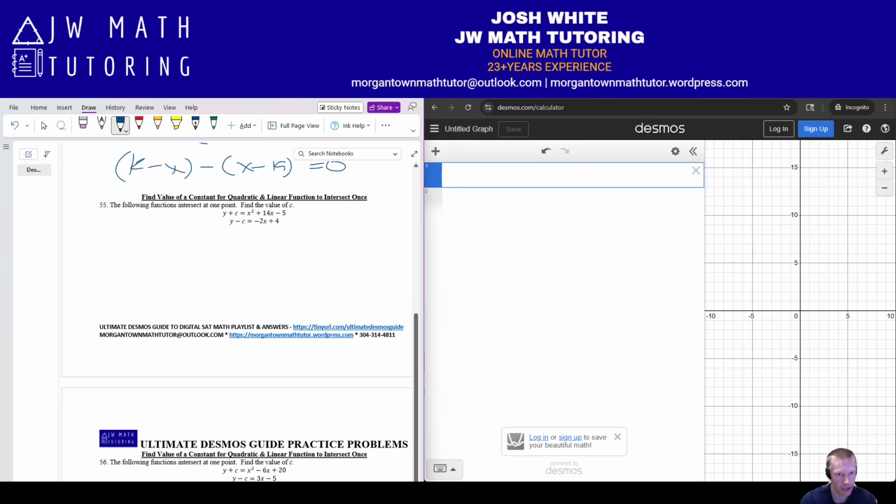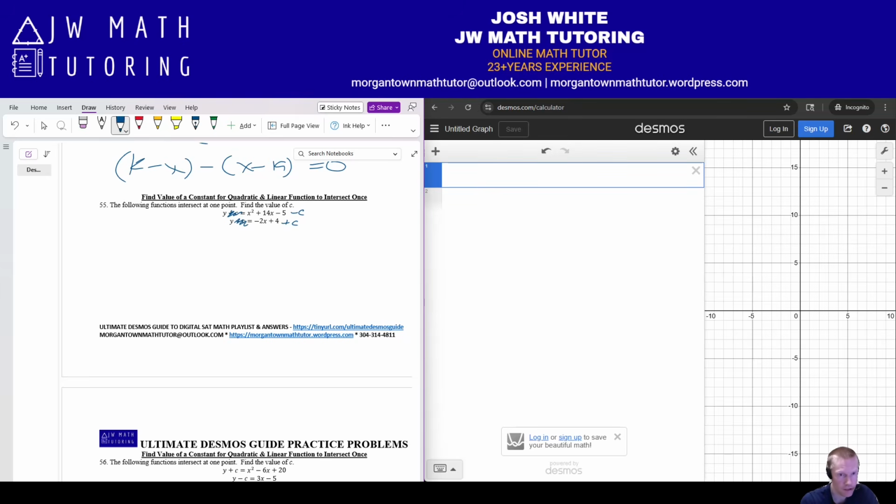Here we have a quadratic and a linear function, and they intersect at one point. That's what we're told. We want to find the value of c such that that's true. So you might have to do a little work by hand here because you need to get these equal to each other. The first one is just going to be this minus c, and the second one, if you add c to move it over, you're going to get this.